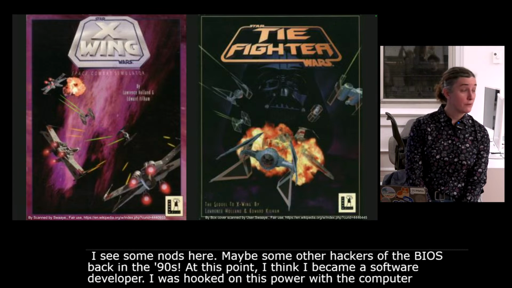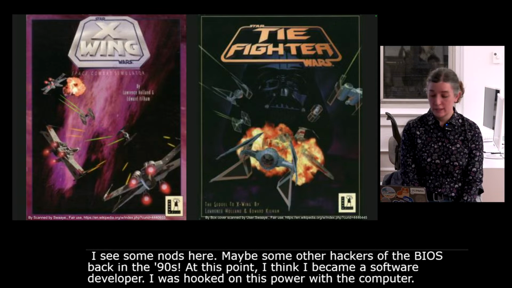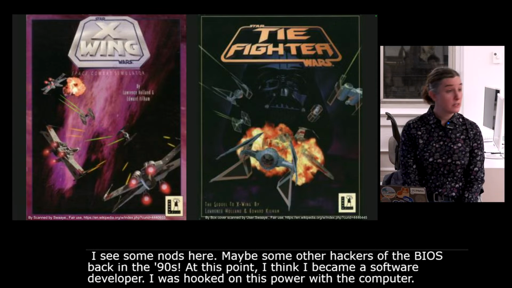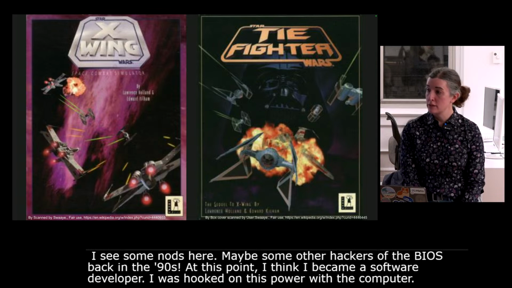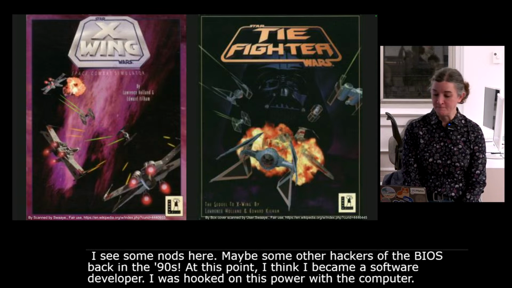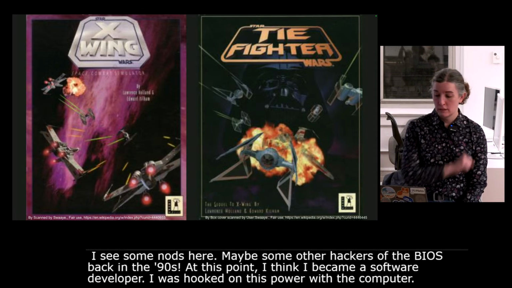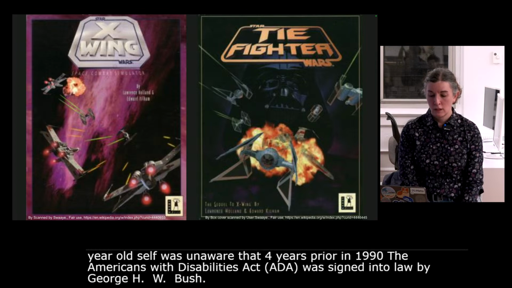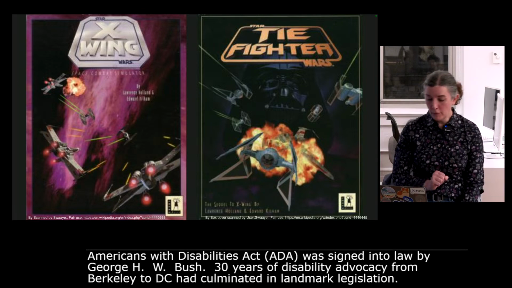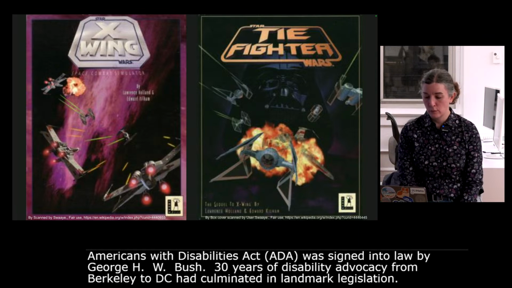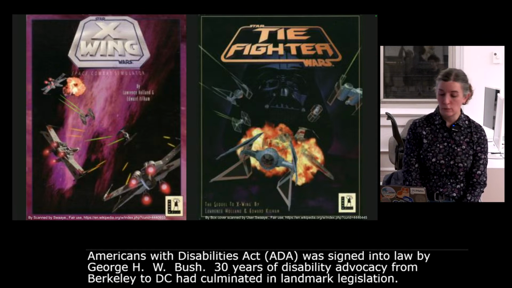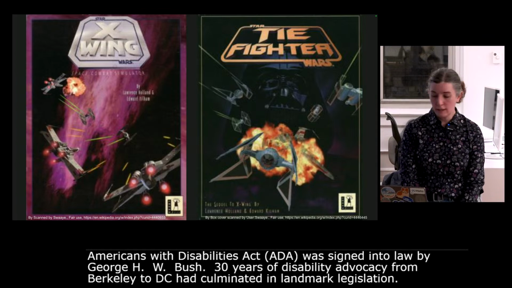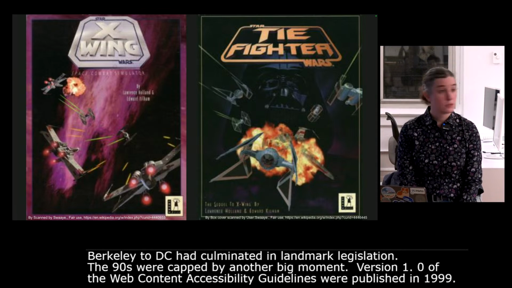My 13-year-old self was unaware that 4 years prior, in 1990, the Americans with Disabilities Act, or the ADA, was signed into law by George H.W. Bush. 30-plus years of disability advocacy from Berkeley to the White House had landed this landmark legislation. The 90s were capped by another big moment. Version 1.0 of the Web Content Accessibility Guidelines, WCAG, was published in 1999. The web as most people knew, it was barely 6 years old.